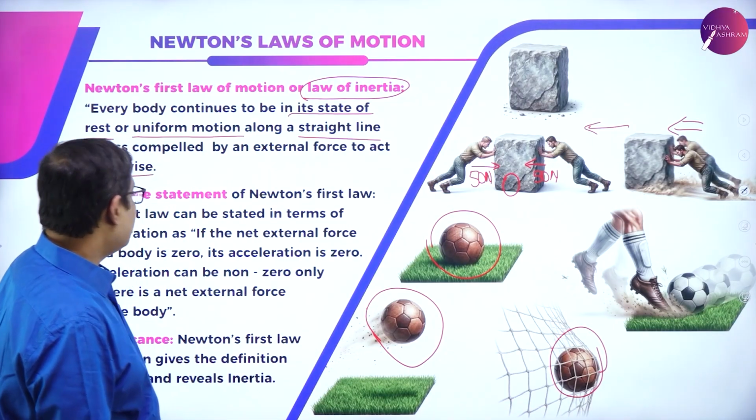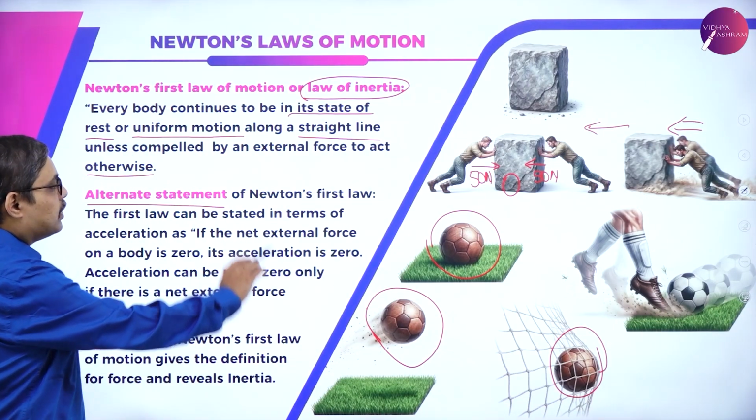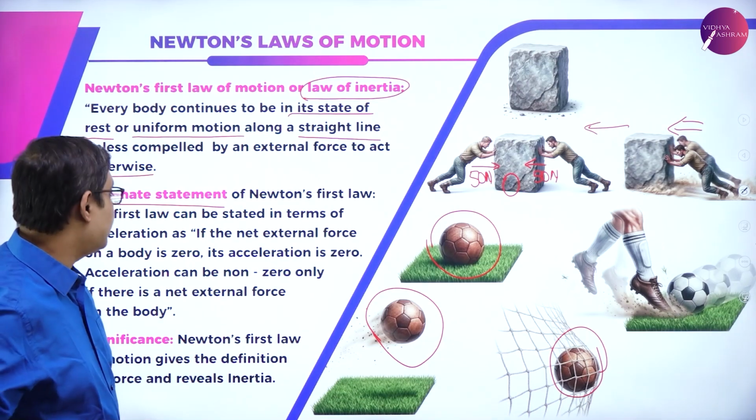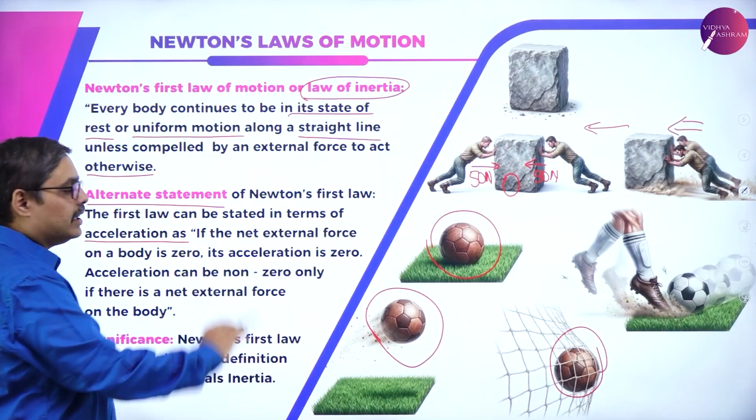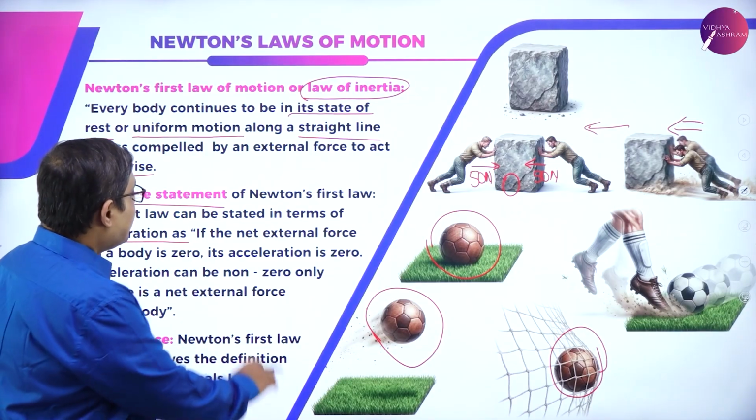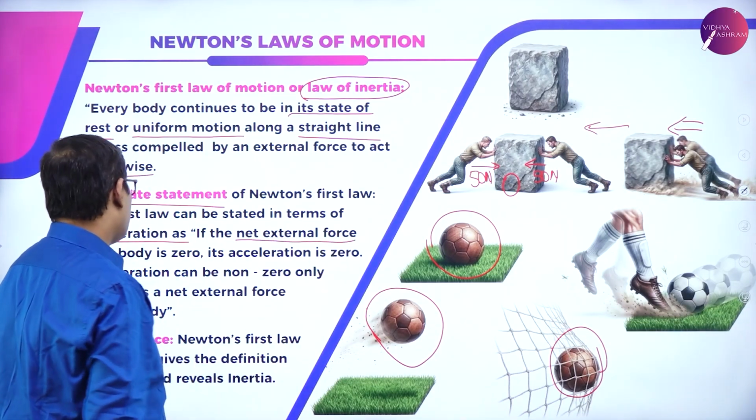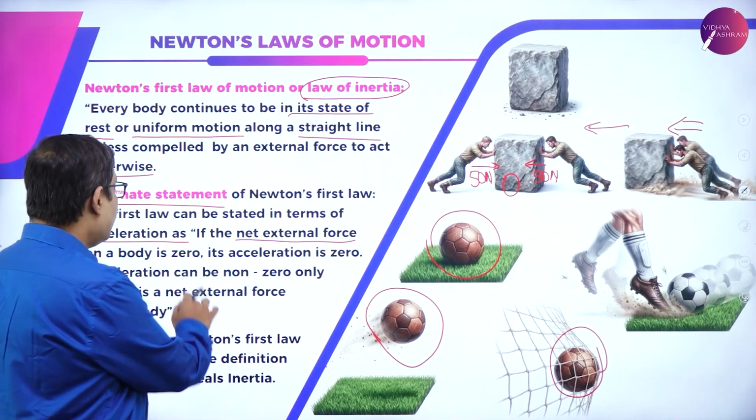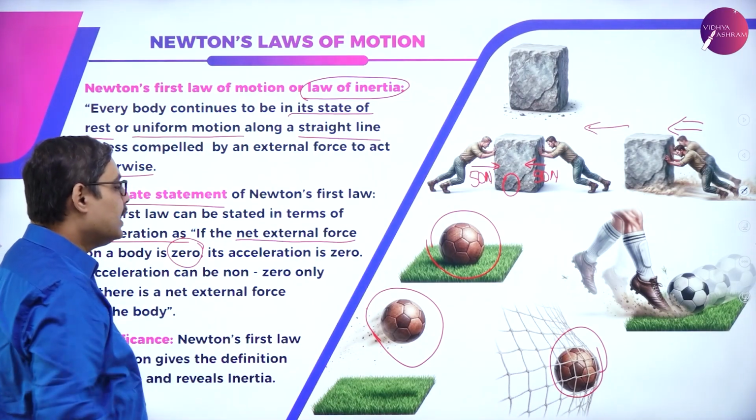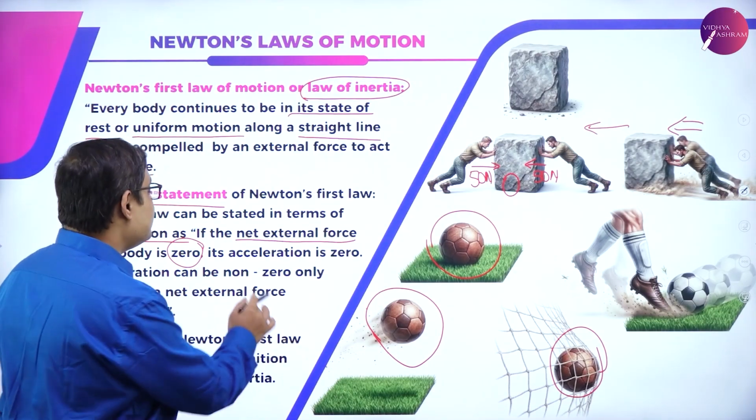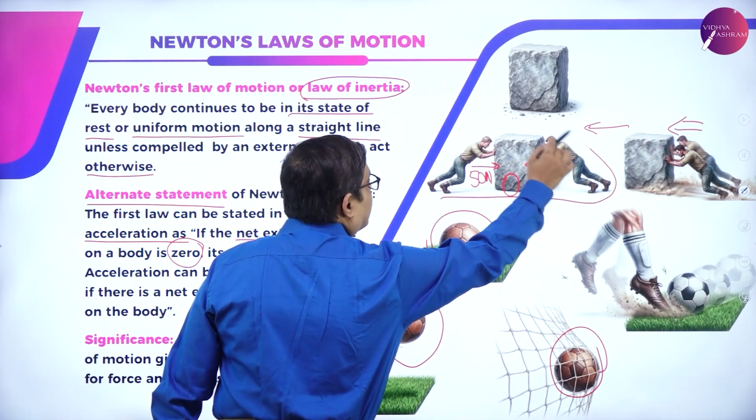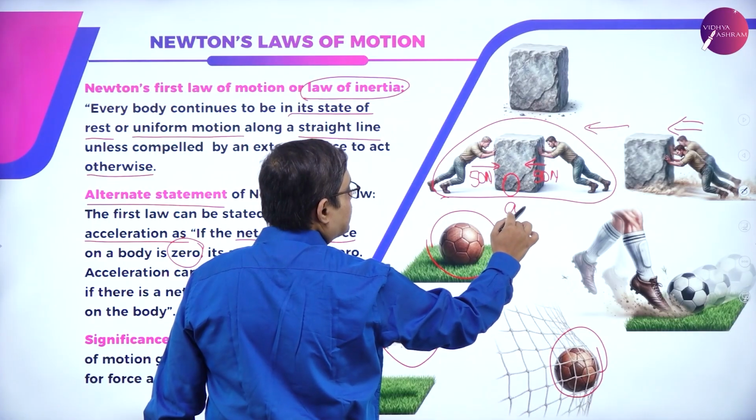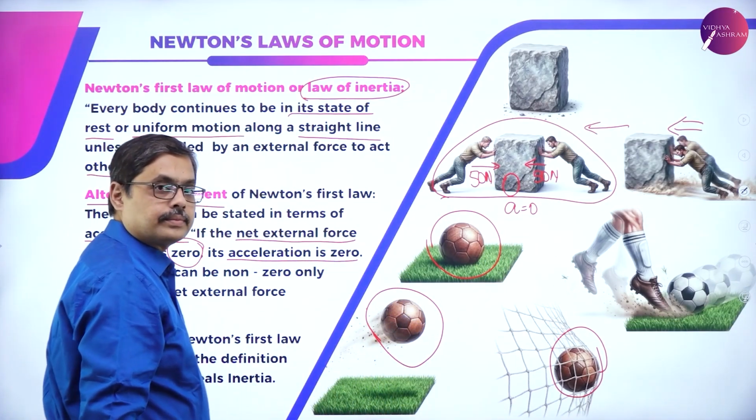Okay. Now there is an alternate statement to this first law of motion. What is that alternate statement? The first law can be stated in terms of acceleration. How? If the net external force on a body is zero, okay, if there is no external force, its acceleration will also be zero. See here, the net external force is zero, acceleration is also zero.